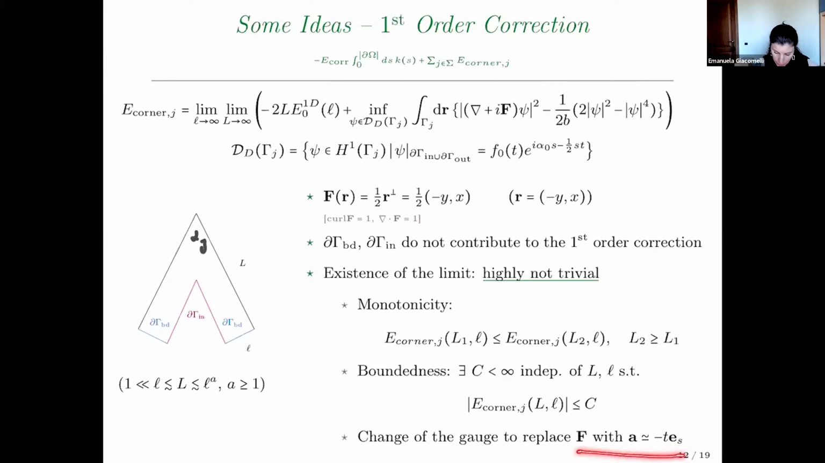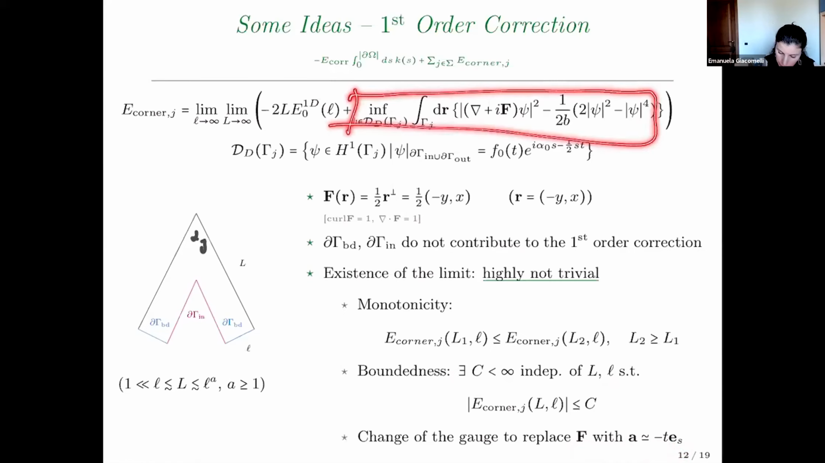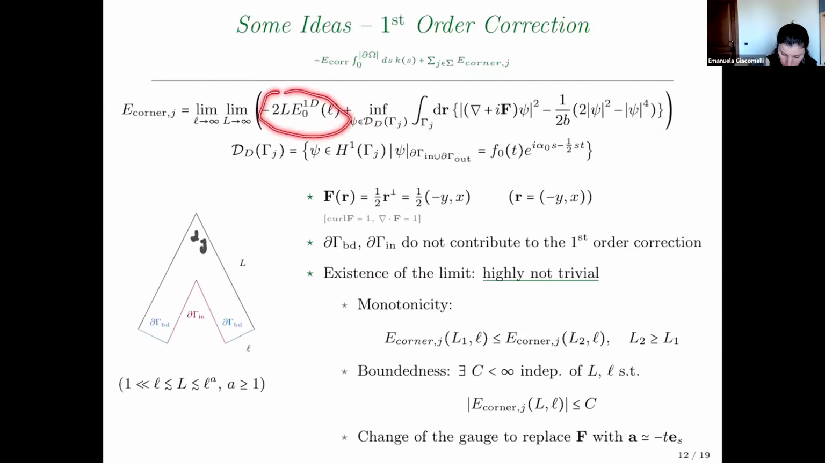And one of the reasons you should be able to say that this is possible is that if you just take into account this energy functional, then what you expect is that the leading order of this will be equal to this quantity here, in the case in which your vector potential is given by minus T times the tangential vector. And this is necessary to cancel this diverging factor from the energy, from this infimum here.